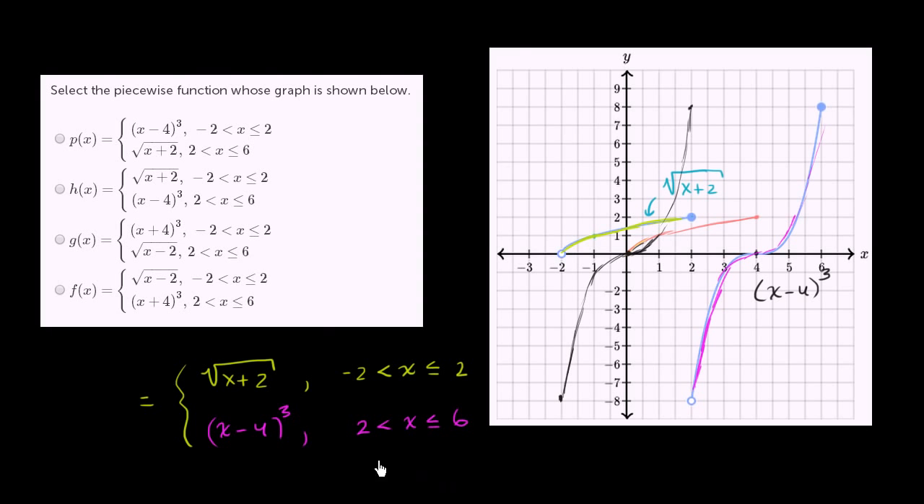So which of these choices are what we just put in? So square root of x plus 2 for -2 is less than x is less than or equal to 2. x minus 4 to the third for 2 is less than x, which is less than or equal to 6. So I would go with that one.